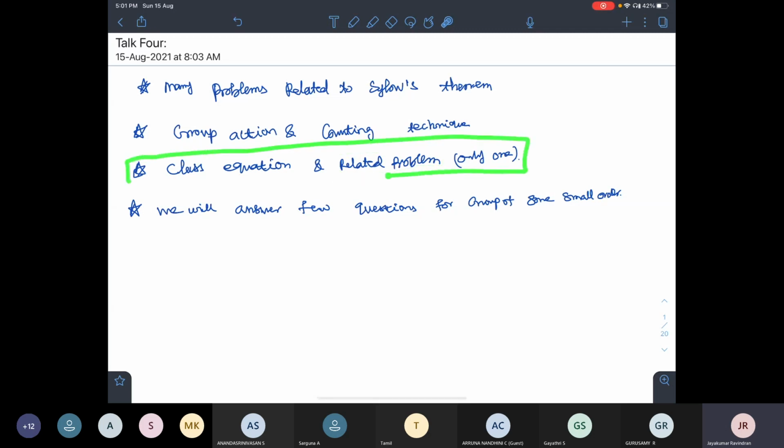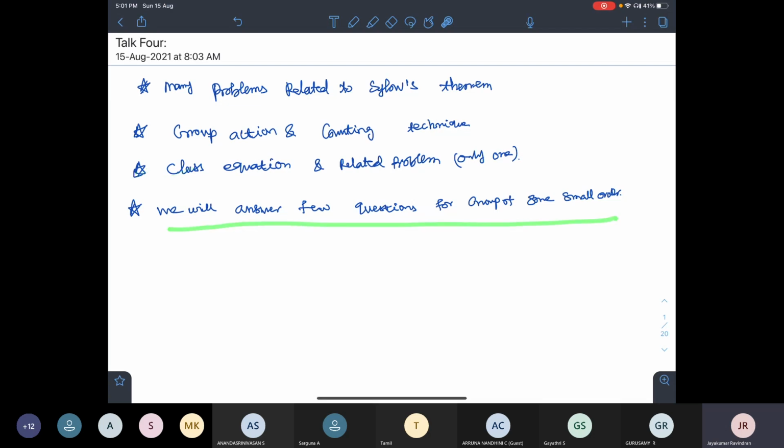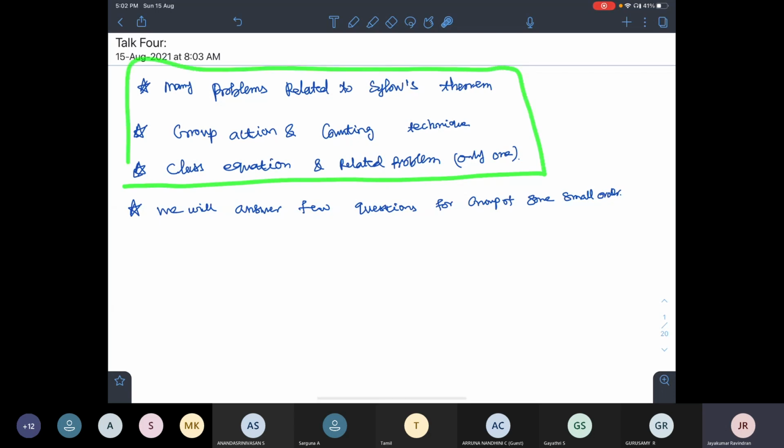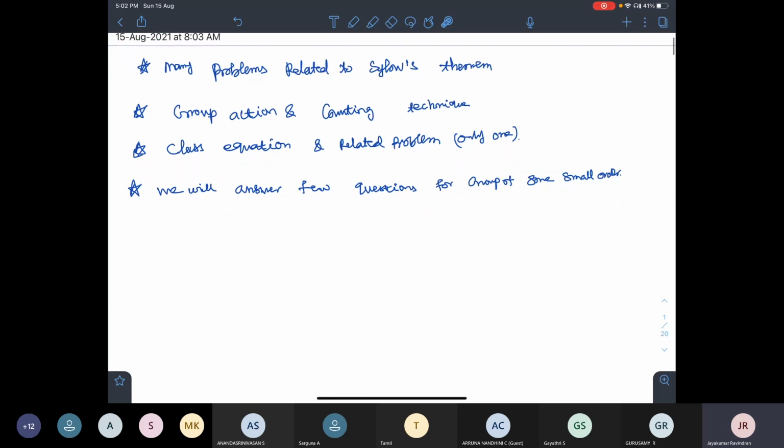And I will tell you there are three different ways to say something is not class equation, and those three different ways they wanted to see. We will try to answer a few questions related to groups of small order. I don't know if I get the time, but I would love to do up to this at least. Okay, so let's start with this.